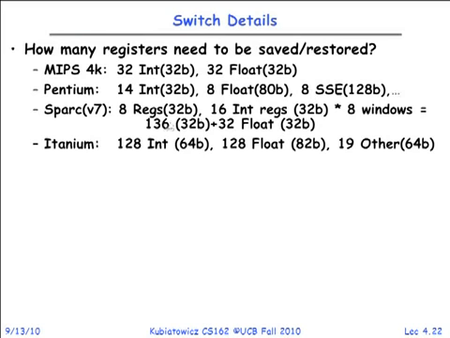Sparc might be 8 32-bit registers, 16 integer, a bunch of register windows, giving you 136 of these, and so on. You get to Itanium, it might be 128 64-bit integers, and so on. So the switch can vary a lot depending on the architecture. Depends on the processor. That shouldn't surprise anybody.